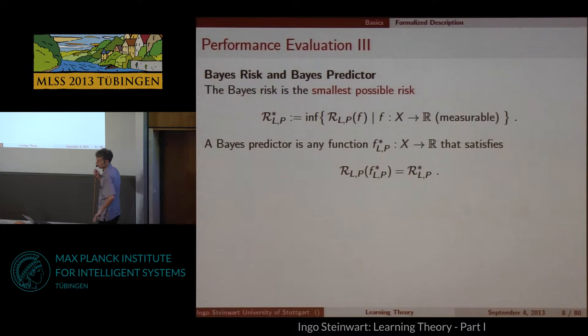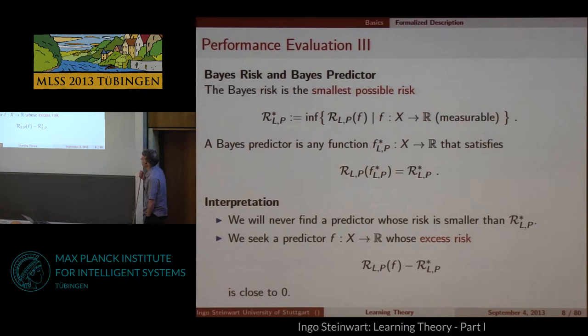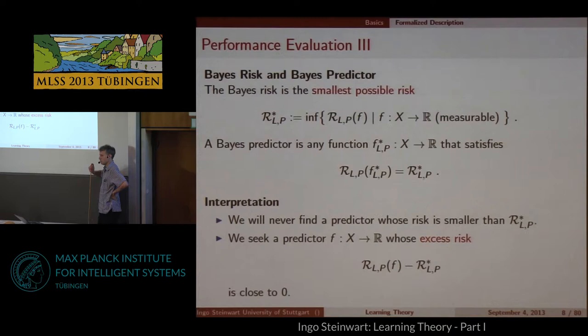OK, so what is the interpretation of that? So we have a learning algorithm. This learning algorithm constructs a predictor for data set D. And the first thing about this definition is that whatever we take as a learning algorithm, whether this is good or bad, we will never find a learning algorithm which constructs a predictor whose risk is better than the Bayes risk. We can't do better than the Bayes risk. Whatever algorithm we use, there's no chance.